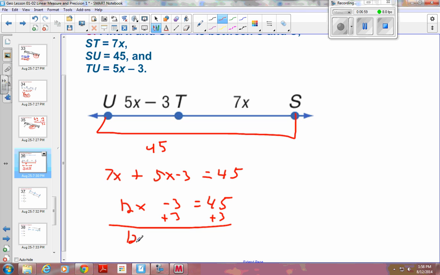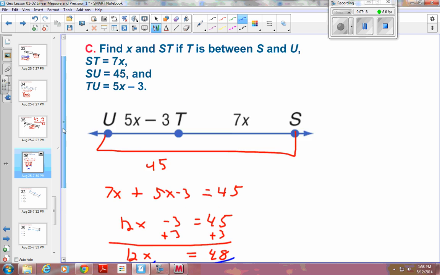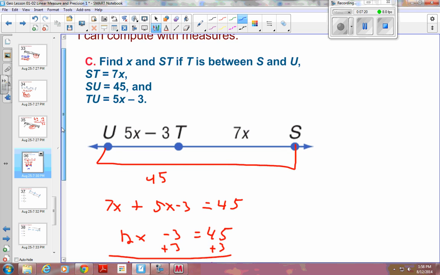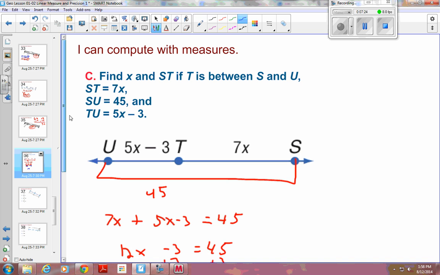So you get 12x is equal to 48. And then you want to divide by 12 on both sides to get the x by itself. And so x is equal to 4. What is it actually asking you for, though? It says find x. Okay, x is 4, and ST.